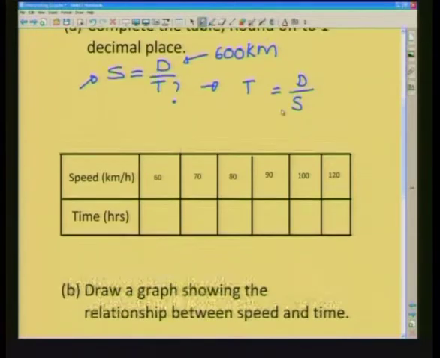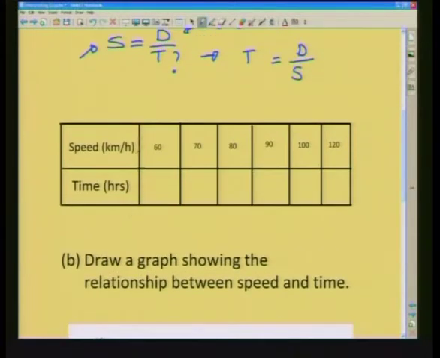So I'll do some of them for you. In the first case, our distance is 600 kilometers and our speed is 60 kilometers per hour. Therefore, 600 divided by 60, easy enough, will give me 10 hours. So it would take 10 hours to cover a distance of 600 kilometers at a speed of 60 kilometers per hour.